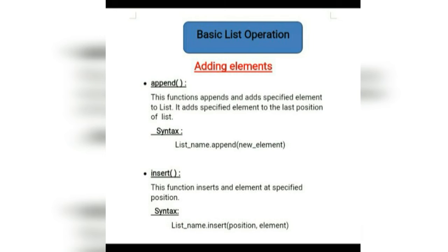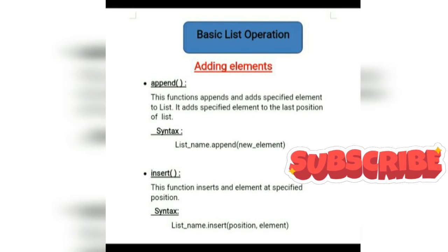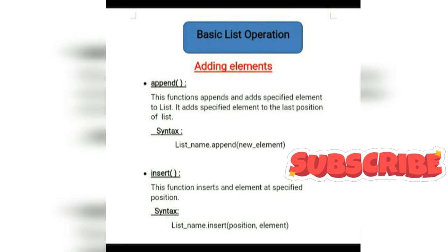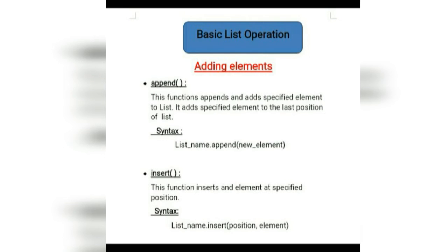Now we will see the basic list operations. The first one is adding elements. How can we add elements to the list? Python has provided some predefined methods through which we can insert elements in the list. The first one is append. This function appends, that is adds, the specified element to the list. It adds the specified element to the last position of the list. If you see the syntax, it is the list name dot append and the new element which we want to add, and the append method will add the specified element at the end of the list.